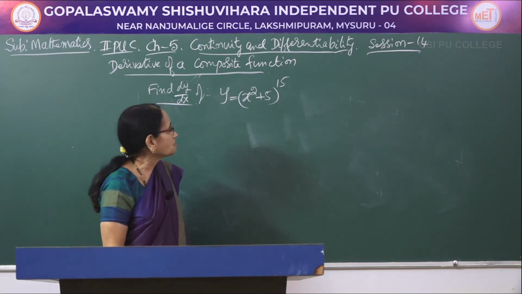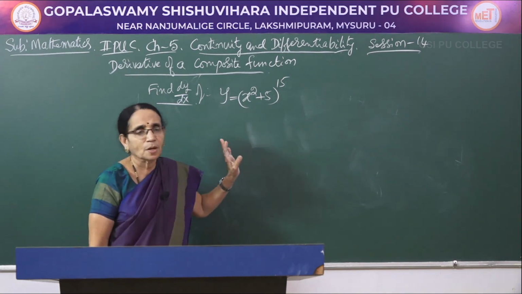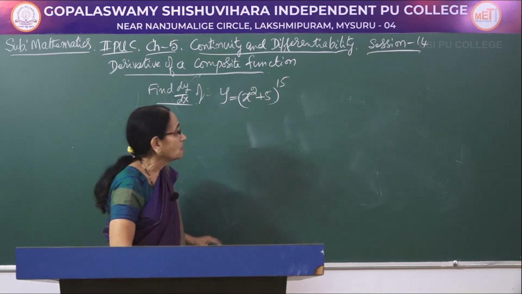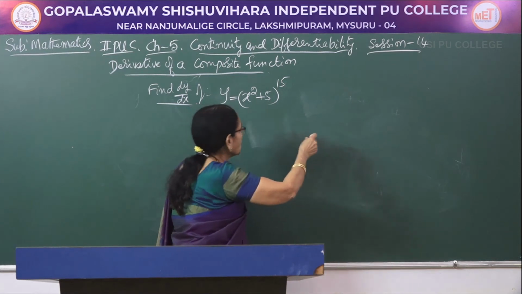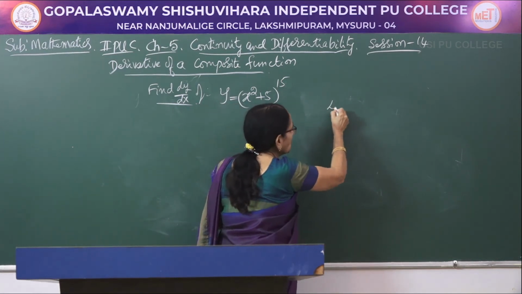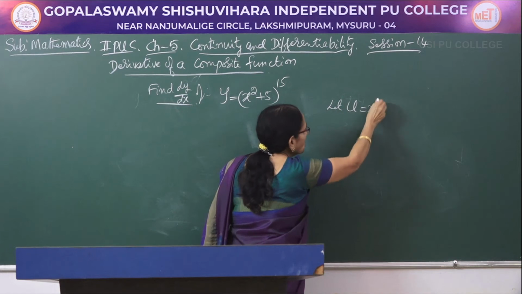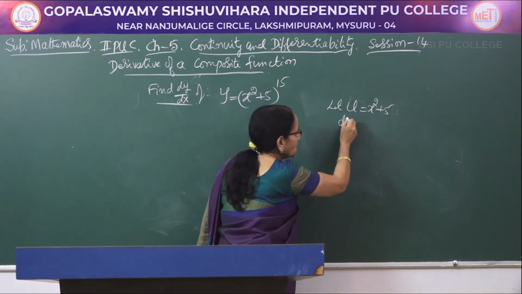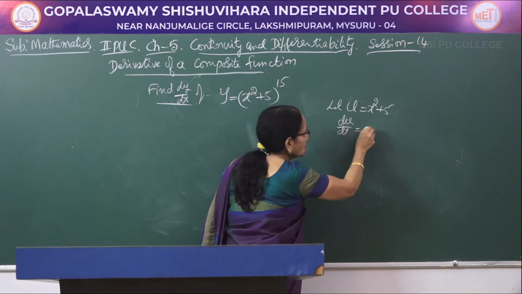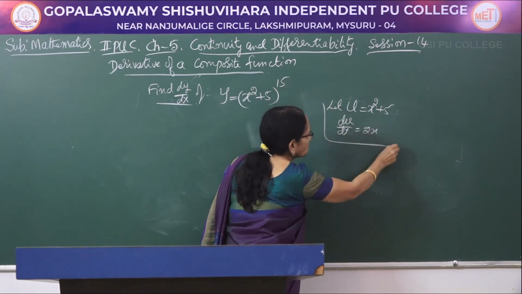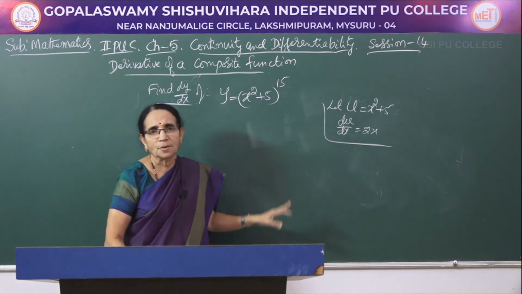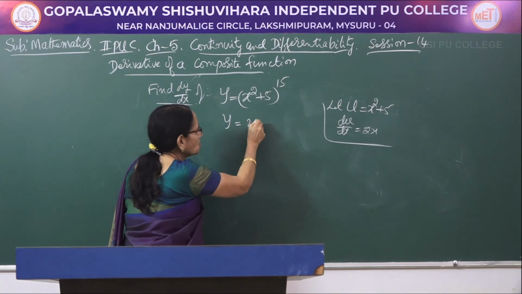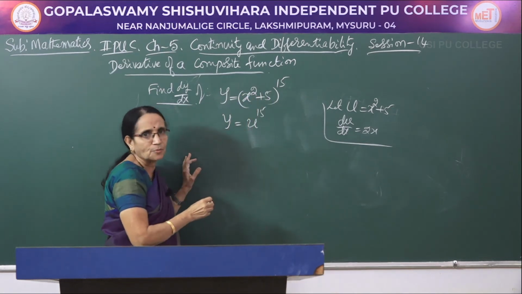Now, look here, again it is an algebraic function raised to the power 15. If you show the substitution, let u be equal to x square plus 5. Then immediately you do the calculation of the derivative, du by dx is 2x. 5 being a constant becomes 0. Come to the function, it is y is equal to u to the power 15.